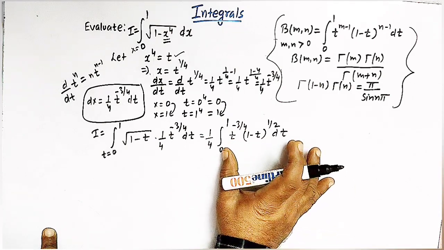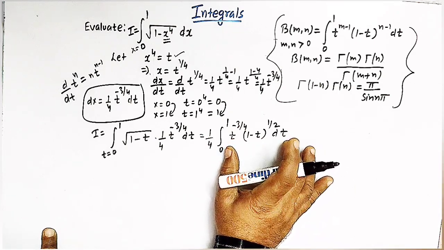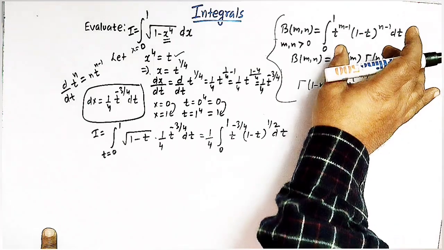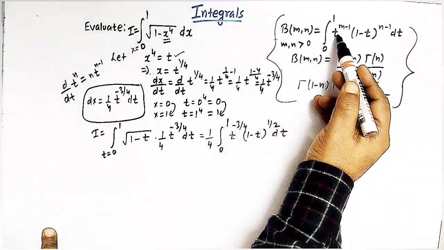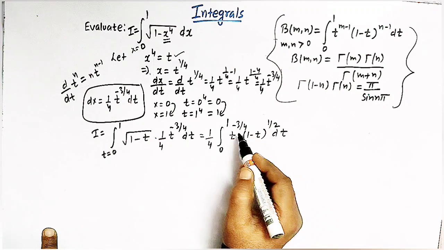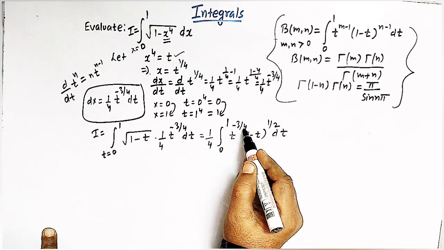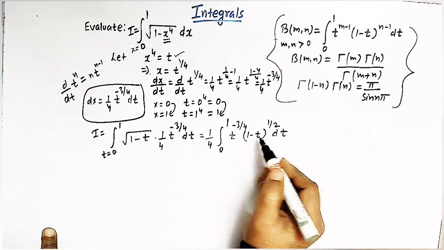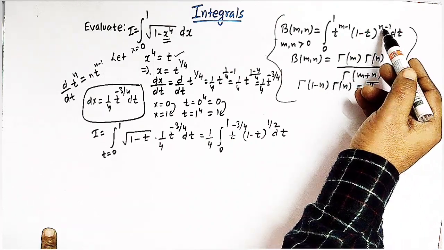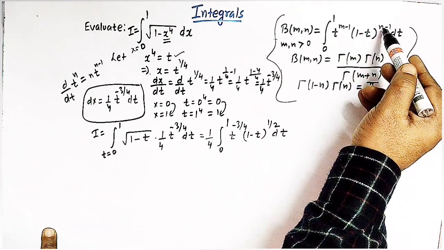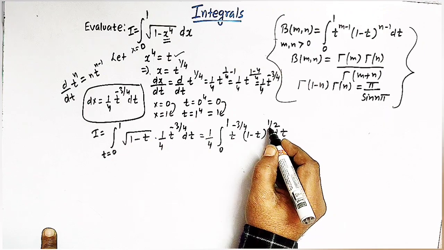Okay, now here let us compare this integral with this one. Here we have 0 to 1, and here we have t raised to m minus 1. Here we have t raised to minus 3 over 4. Here we have 1 minus t. Here also we have 1 minus t, but here the exponent is n minus 1. Here we have half.